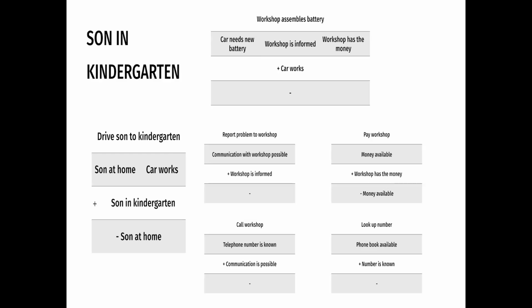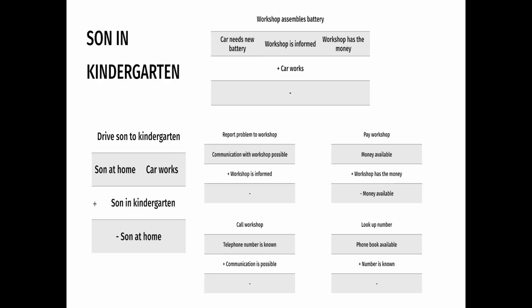We look up in the list when both conditions are fulfilled. The son at home state is present in the start states, but not the car working state. To find out which operator adds the state car works to the current set of states, we go through all operators and see that the state car works is added by the operator workshop mounted battery.